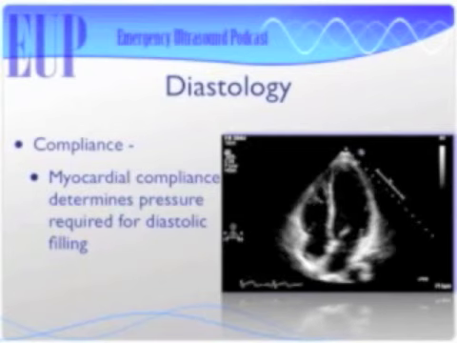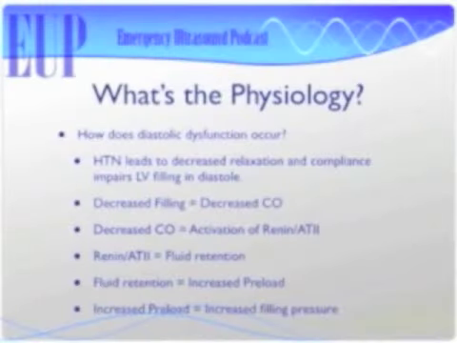So what's the physiology? How do these people go from having normal, pliable hearts to having hard hearts? And the reason it occurs is usually because of hypertension. There's other reasons, but the main one we're going to talk about is hypertension. Just to briefly hit on it, hypertension leads to a thickened LV. A thickened LV leads to decreased left ventricular filling in diastole because it can't relax well, it can't comply well because it's thick and it's hard.